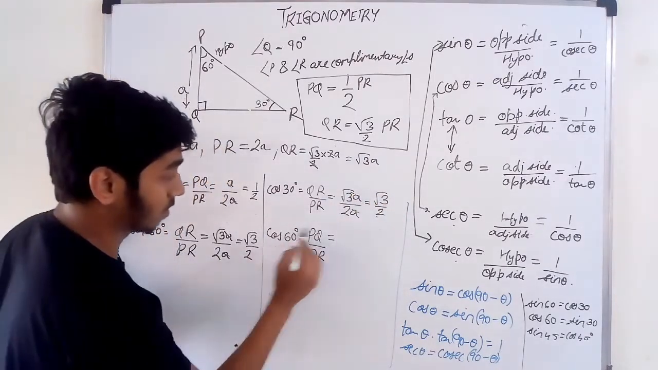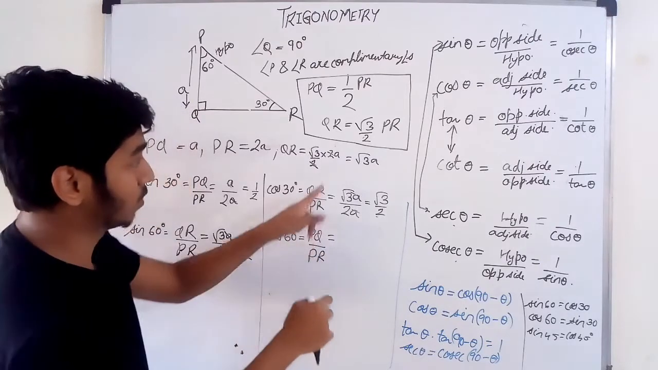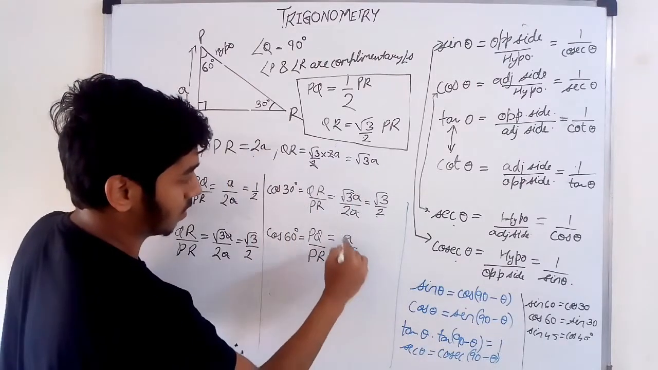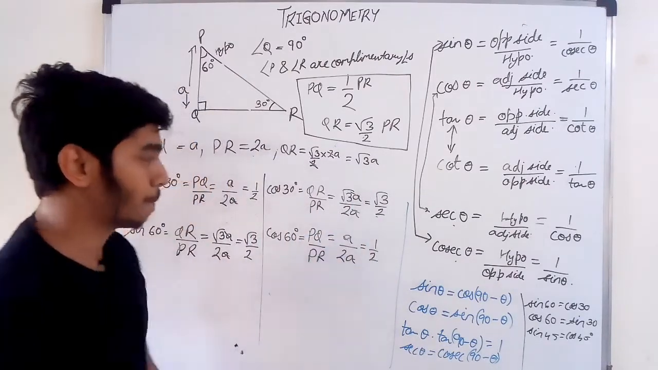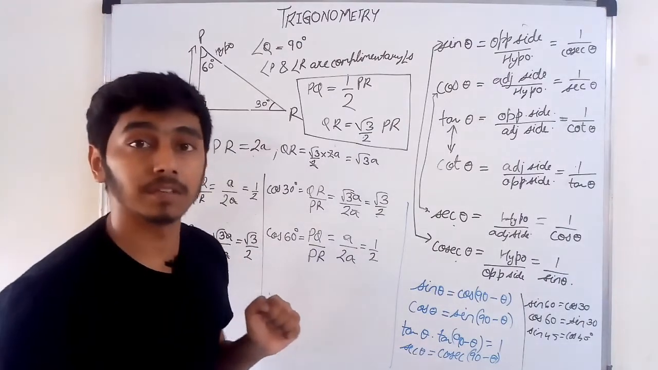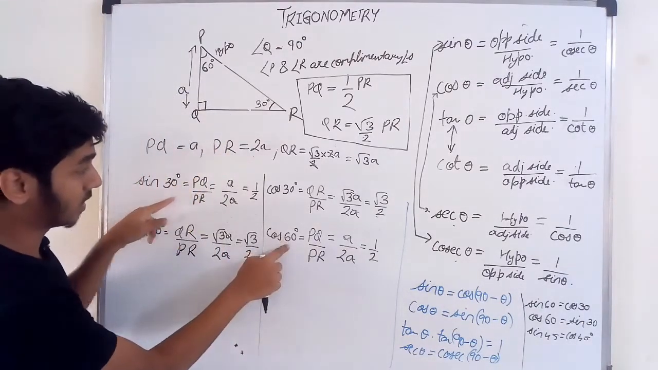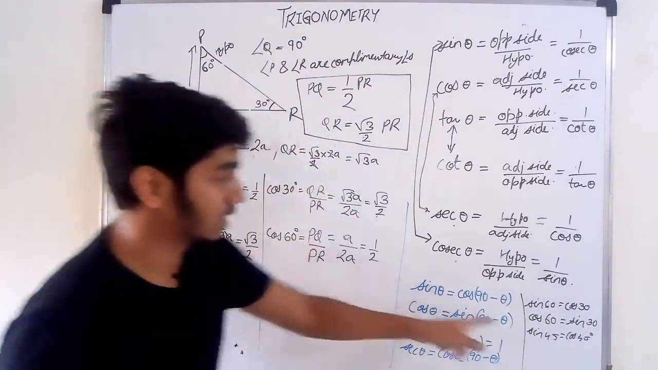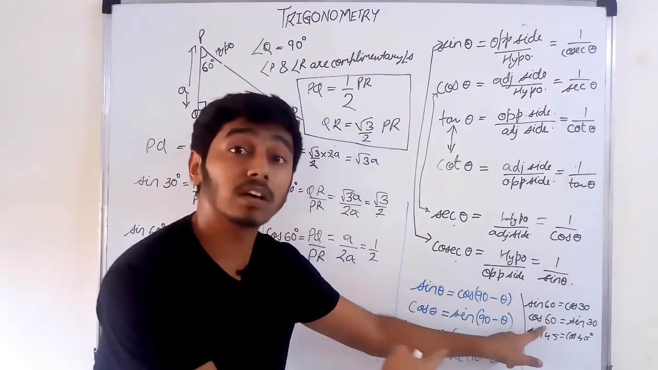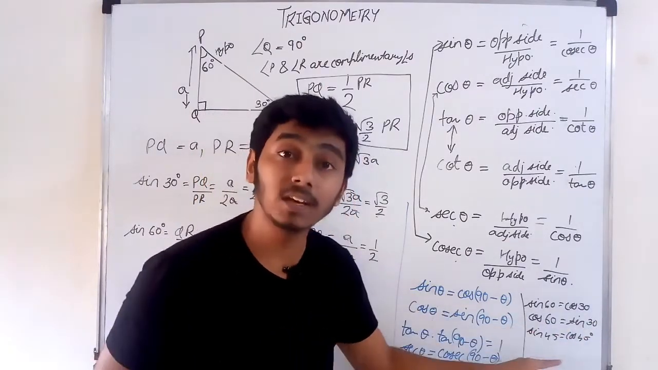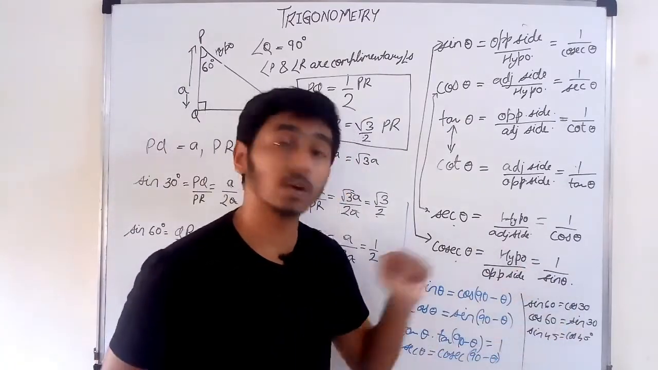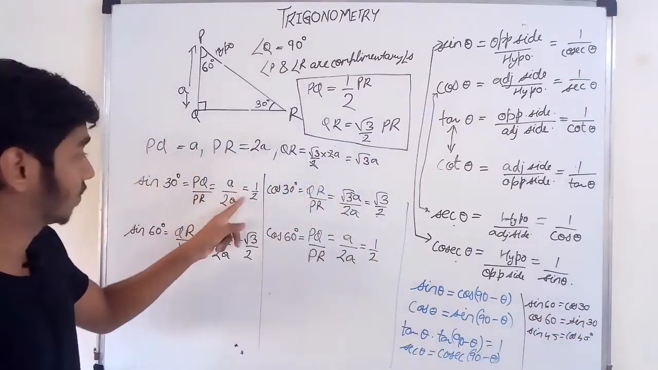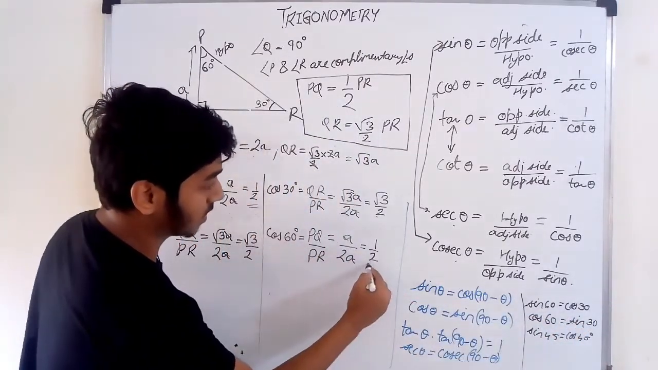Correct? Same way, here cos 60. So PQ is A, upon PR is 2A. A gone, you get 1 by 2. Correct? Now what do we understand from this? If you see sine 30 and cos 60, half. What had we got? Sine 30, cos 60, they both are equal. So we have proved that these two are equal. And also the value of sine 30 is half, cos 60 half.